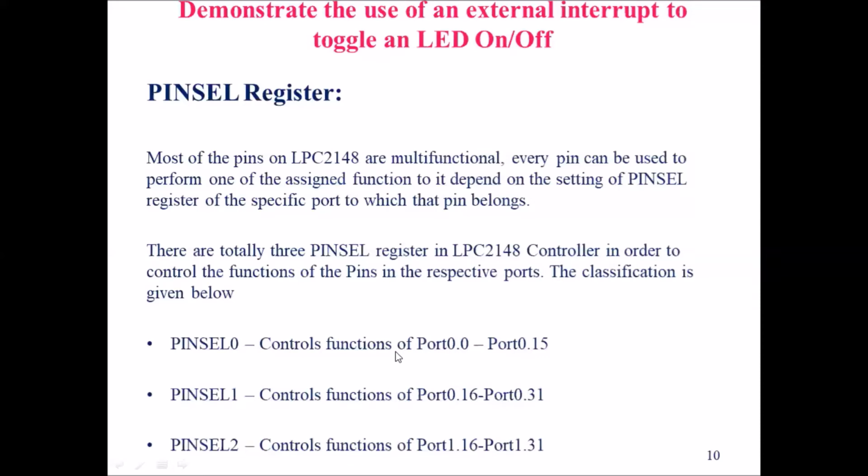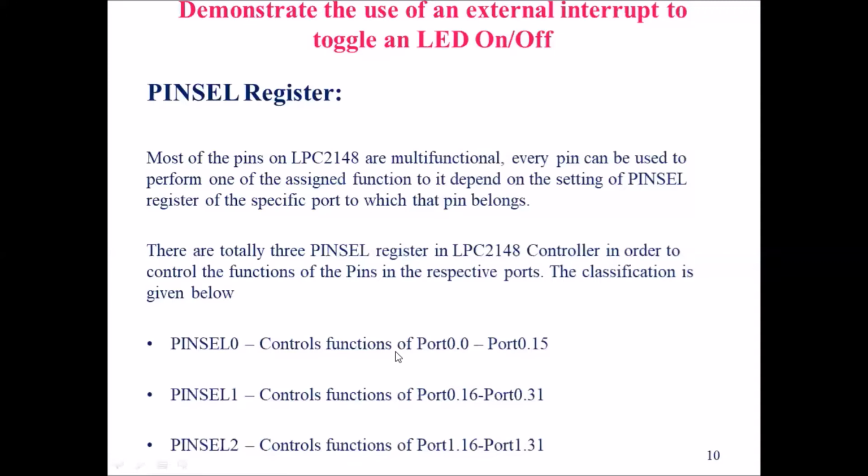So the next register controls the functions of port 0 16th pin to port 0 31st pin. Now we have completed the first 32 pins. As I told, there are 64 pins on the microcontroller. Of those 64, the first 32 pins come under port 0, and the next 32 pins come under port 1. In port 0, the pin select register is again classified into 2. Pin select 0 consists of port 0.0 to port 0.15. Pin select 1 controls the functions of port 0.16, the 16th pin, to port 0.31, the 31st pin.